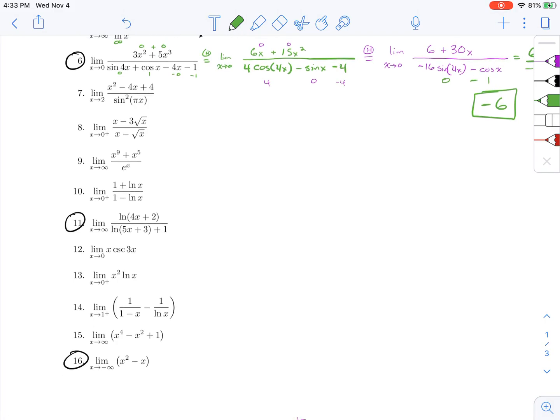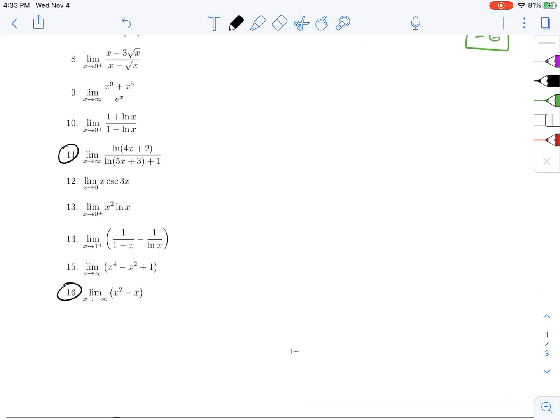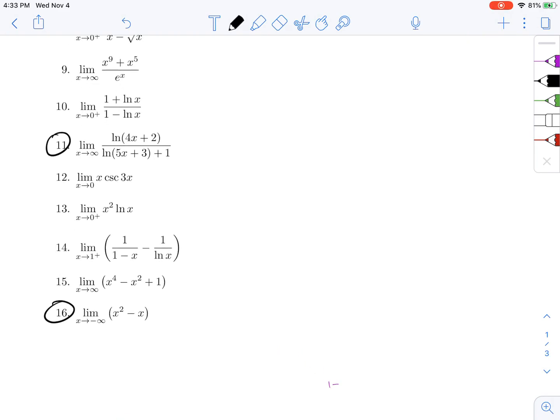All right, let's look at 11. Problem 11. Again, this one we've got x going to infinity. So when x goes to infinity, 4x plus 2 goes to infinity, and thus natural log of that goes to infinity. And essentially the same thing happens down here. So this is an infinity over infinity type. So we will use L'Hopital's rule.